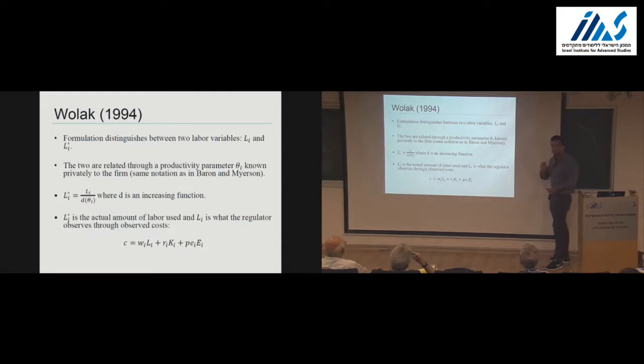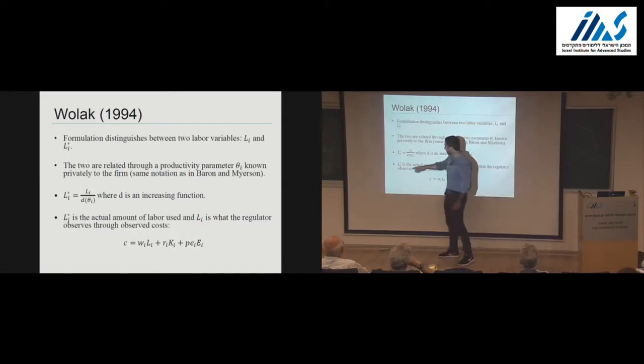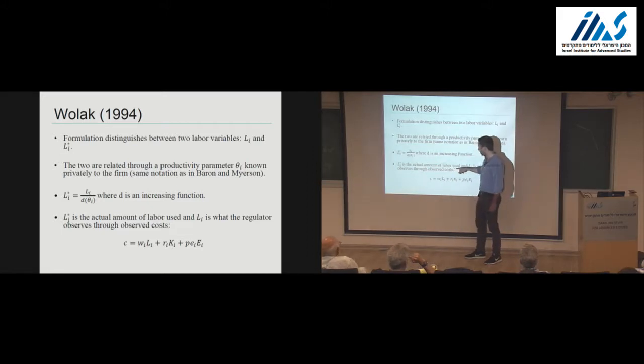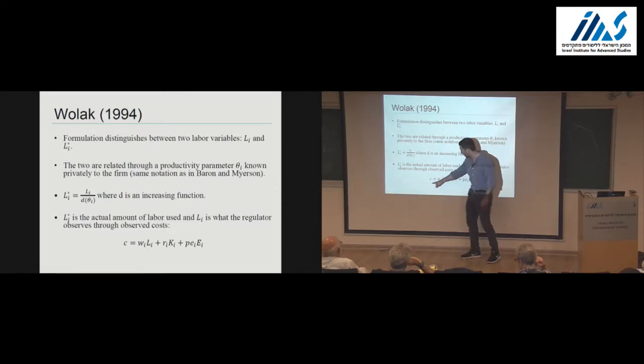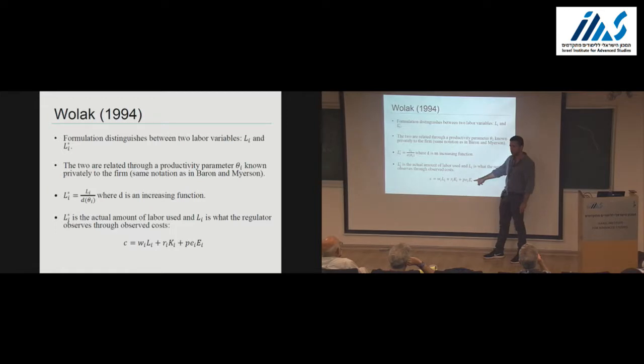Okay, so the formulation is going to distinguish between two labor variables. There's going to be an Li, so for utility i, without a star and with a star. Okay, and they're related through a productivity parameter. It's the same notation as Baron and Myerson. Okay, the theta i, that's the efficiency parameter known privately to the firm. Okay, so the Li star is the actual effective quantity of labor chosen, which is going to depend on Li. That's how much is reported to the regulator. That's what the regulator sees in the cost function. So this is the function that generates the observed cost to the regulator.